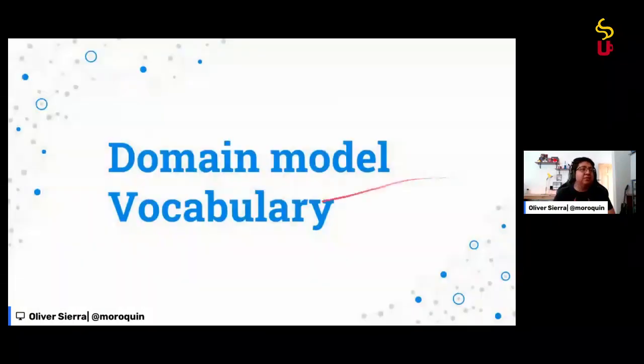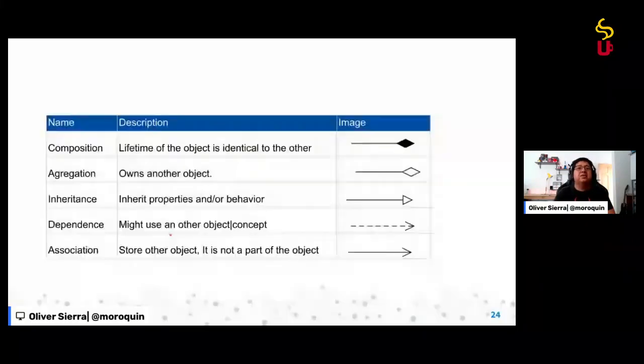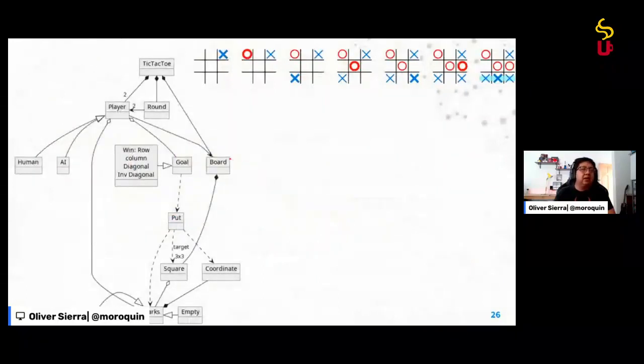So this is a summary of what we discussed right now, and we are going to talk about the domain model. We are starting to create the domain model of the tic tac toe here. We can say that tic tac toe is composed of players, rounds, and a board. And a round has two players, and a player has a specification. We can have a human and an artificial intelligence or whatever, and a player also aggregates a mark because the player needs to know what mark is assigned to them, and the player has many goals.